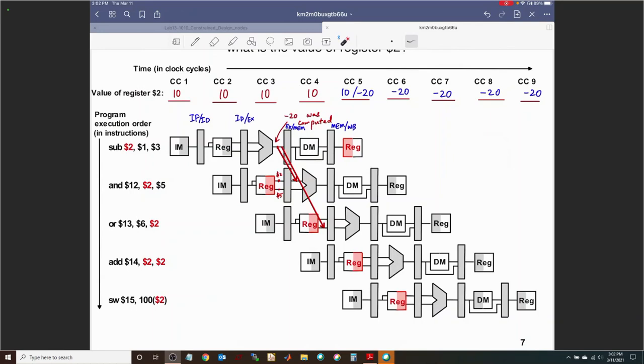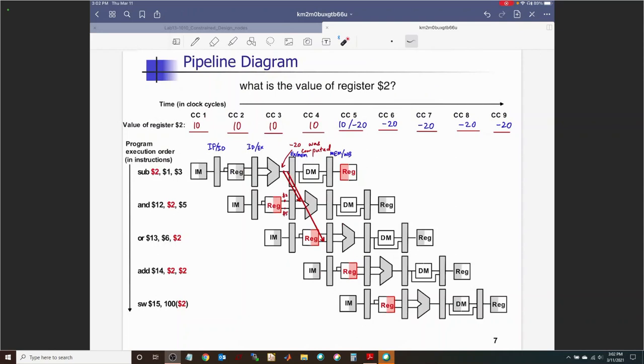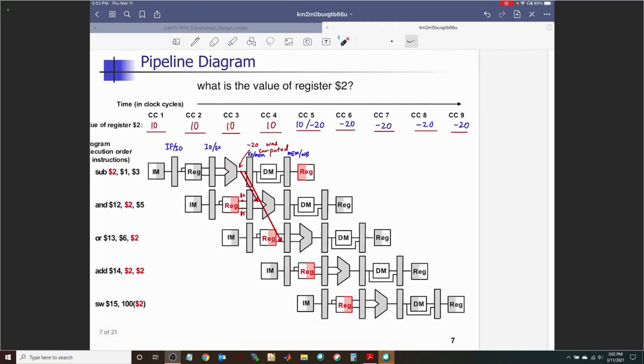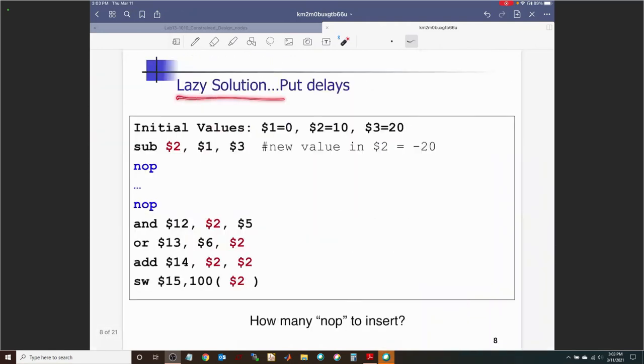All right. There is also another way of doing it, which is stalling. Stalling tends to be a lazy solution, but it is a solution. So let's talk about stalling first. It's a simpler option, and then we'll get into more details about the forwarding that we just discussed. So the lazy solution is to put in delays, right? So if I included no operations, NOPs, no operation.